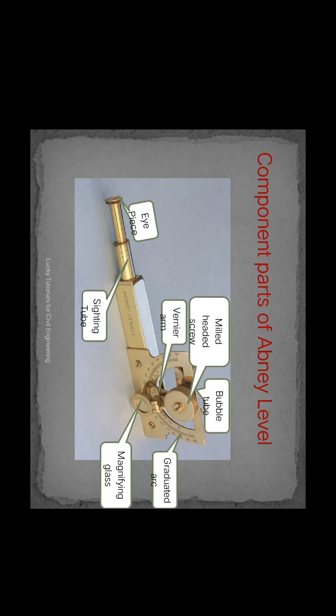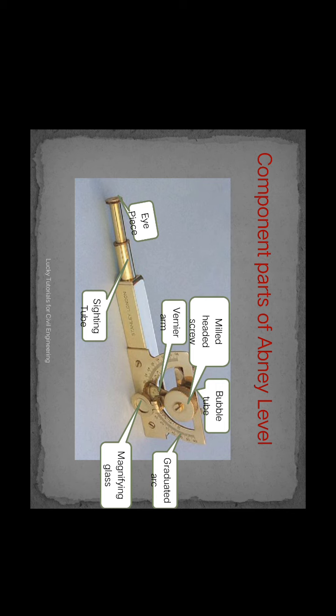These are the common component parts of an ABNI level. Generally every surveying instrument has one eyepiece and one object piece. Similarly, here also you have one eyepiece, and under the graduated arc you have a crosshair box. And there is a milled head screw, and a bubble tube on the rear side. Next, the vernier arm is there.